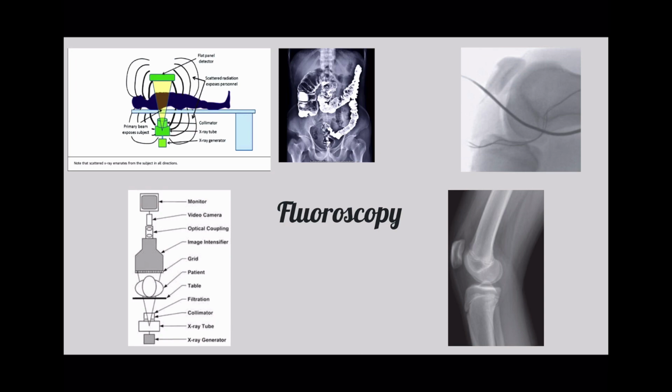The machine used for fluoroscopy is called a fluoroscope, which was actually a key component for Dr. Röntgen and his discovery of X-rays back in the late 19th century. It is composed of various parts.